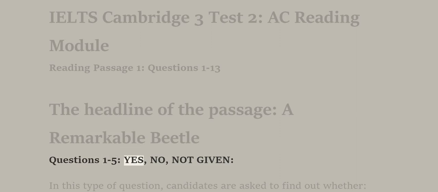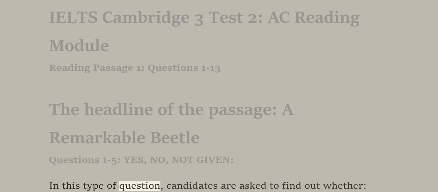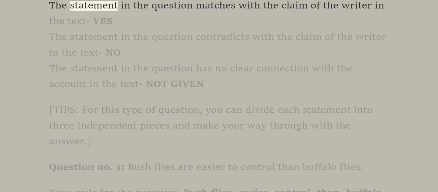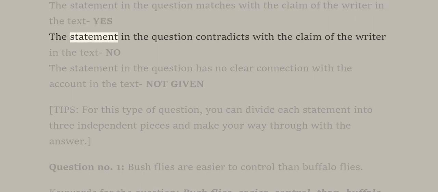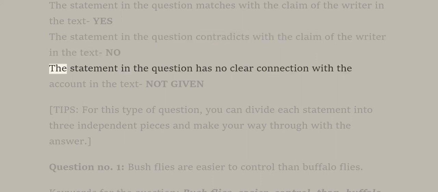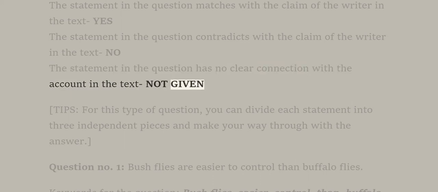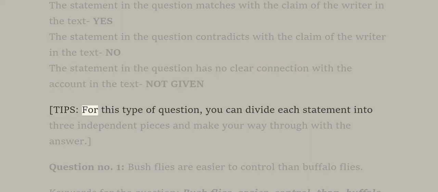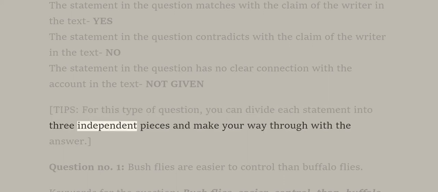Questions 1 to 5, yes, no, not given. In this type of question, candidates are asked to find out whether the statement in the question matches with the claim of the writer in the text. Yes, the statement in the question contradicts with the claim of the writer in the text. No, the statement in the question has no clear connection with the account in the text. Not given. Tips for this type of question. You can divide each statement into 3 independent pieces and make your way through with the answer.